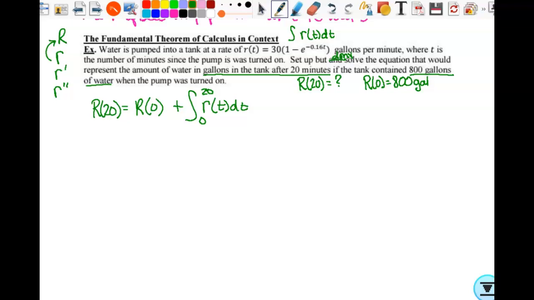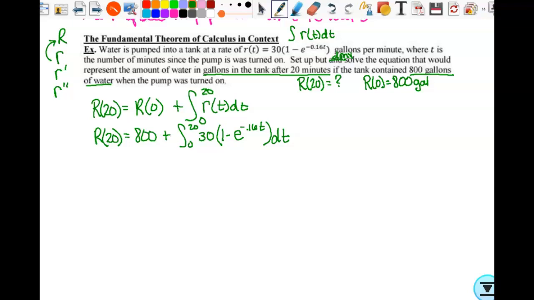All right, so that means that my R of 20, if I was actually going to put this in the calculator, what is R of 0? 800 plus, and I would integrate from 0 to 20, that 30 times 1 minus e to the negative 0.16 t dt. And then the calculator would do it for you.